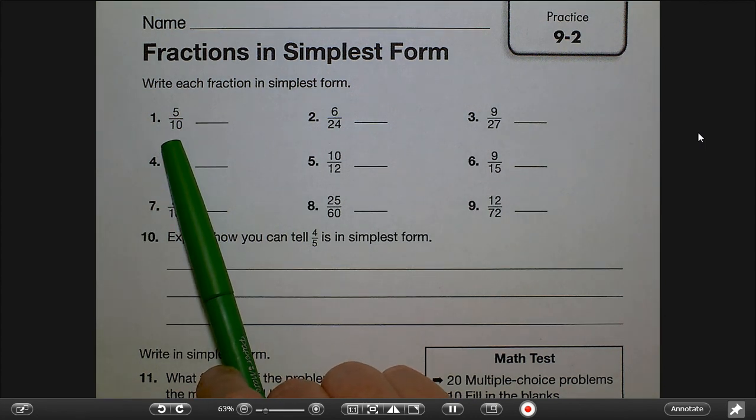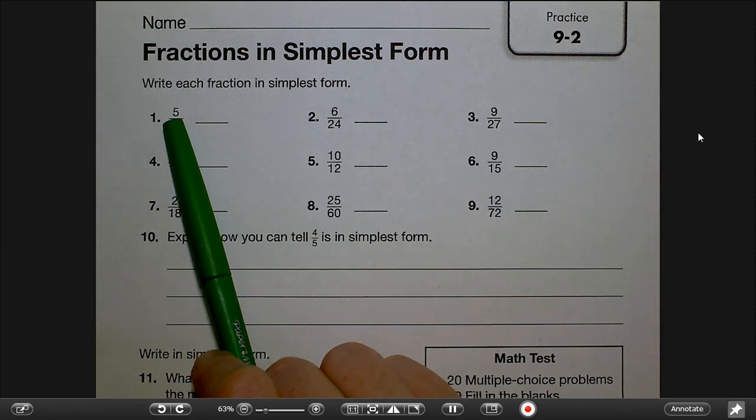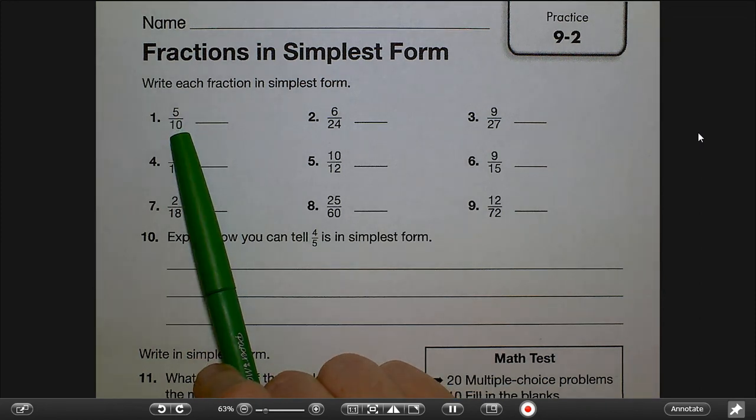Now let's imagine I'm eating a pizza and I say, oh man, I've eaten 5/10 of this pizza. Nobody has any idea what that looks like. It's hard to imagine how big the pieces are, how many 5 of them is. Now let's think about if I put this in simplest form. 5/10 in simplest form is equal to 1/2 because both 5 and 10 are divisible by 5.